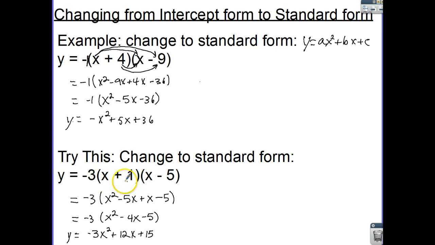Okay, so when we multiplied the binomials, first times first was x squared, outside gave us -5x, inside gave us positive x, and last times last, 1 times -5, -5. Adding the like terms, -5x and x add up to be -4x. Multiplying through by the -3 times x squared, -3x squared, -3 times -4x, positive 12x, -3 times -5, positive 15, and we've changed it to standard form.